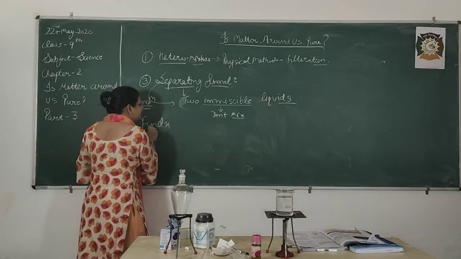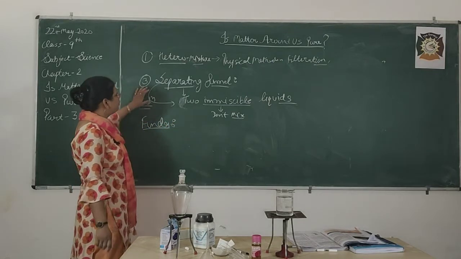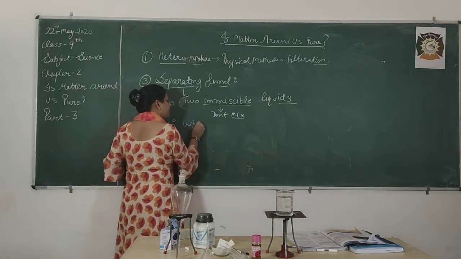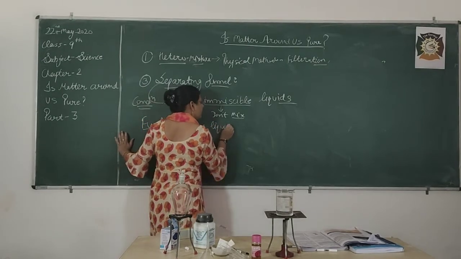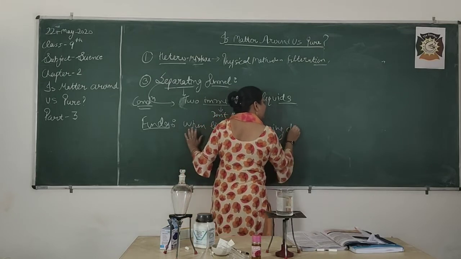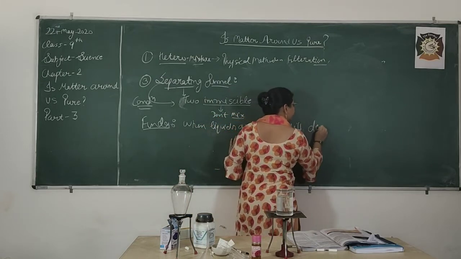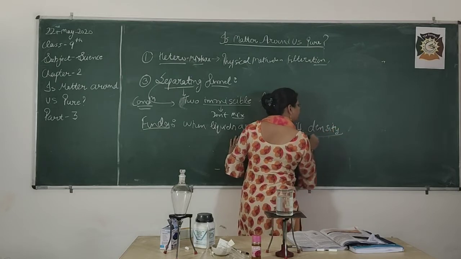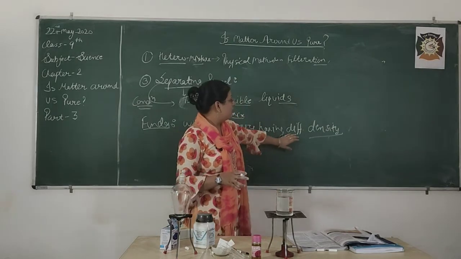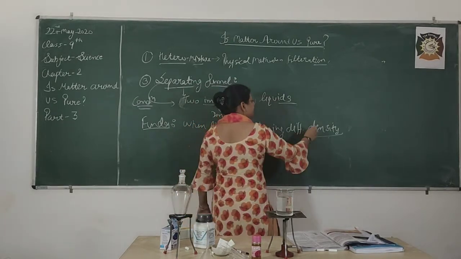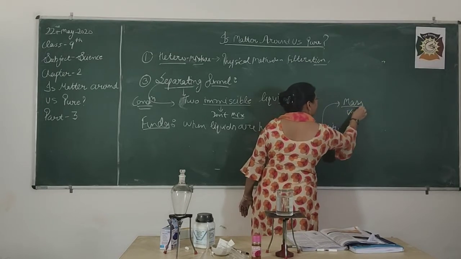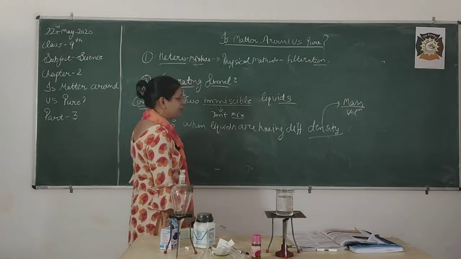And the basic funda: where are you going to apply the separating funnel technique? When liquids have different density. That means both the immiscible liquids have to be different in their density. Density is what? Already discussed, mass per unit volume. In chapter number 1 we already covered that part about density.